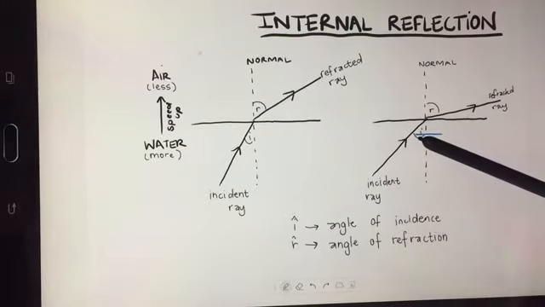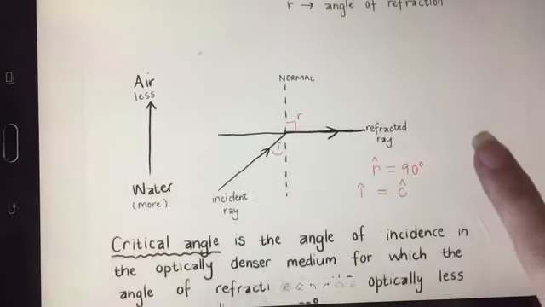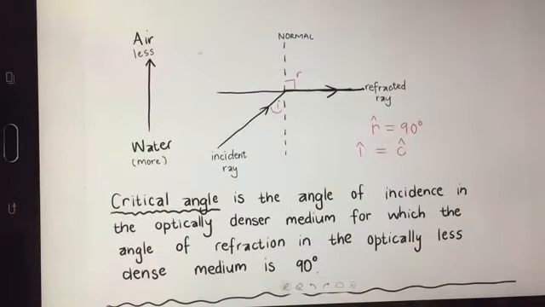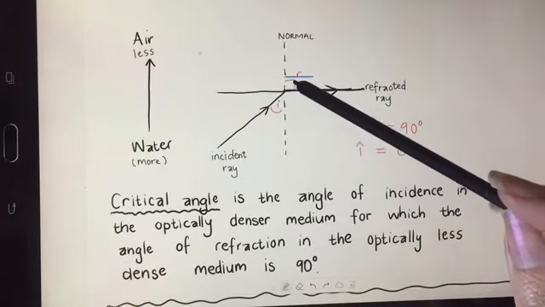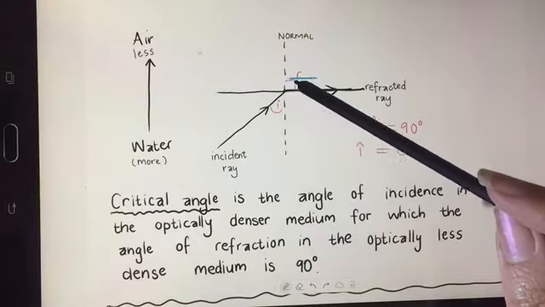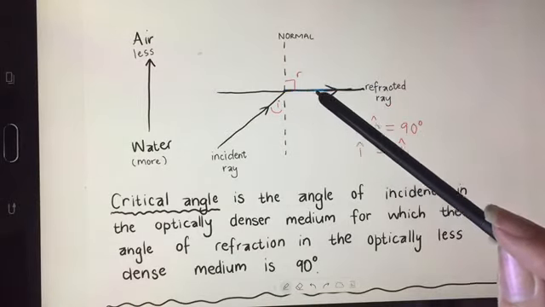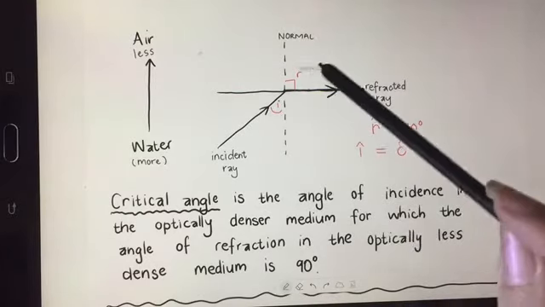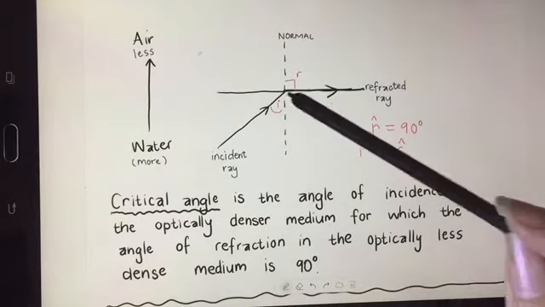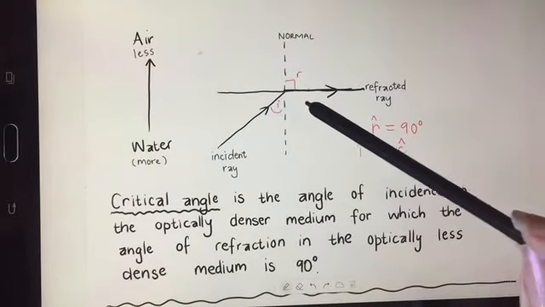If I then go even further and I increase the angle of incidence even more, I'm going to find the following situation. The light is traveling from water to air, and you can see that the angle of refraction is equal to 90 degrees. So the refracted ray moves along the boundary between the water and the air. As soon as this happens, we say the angle of incidence is referred to as the critical angle.